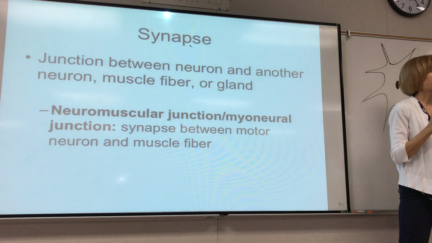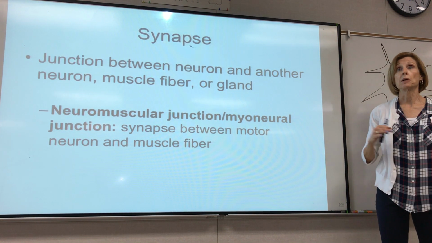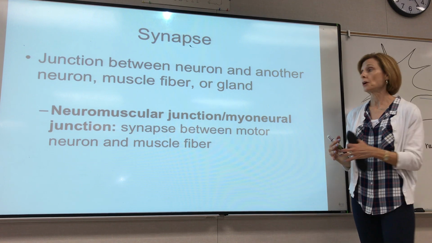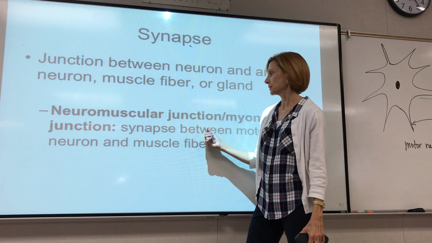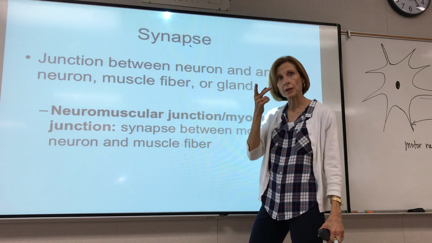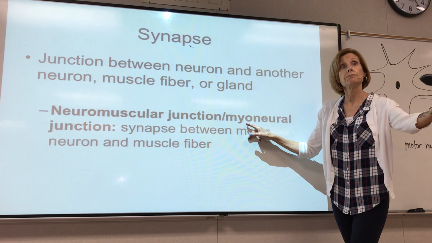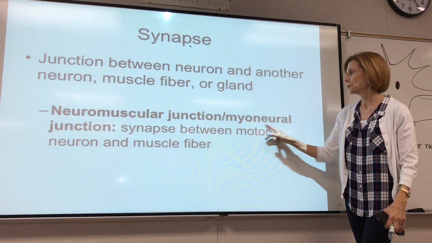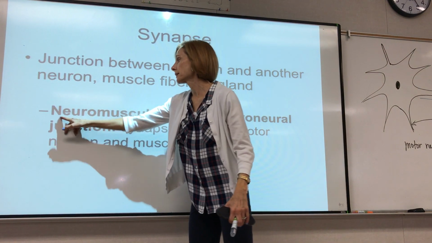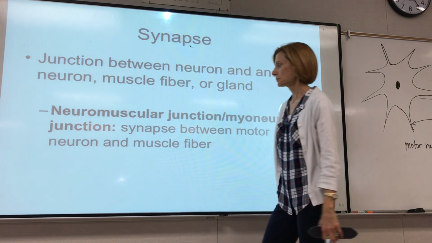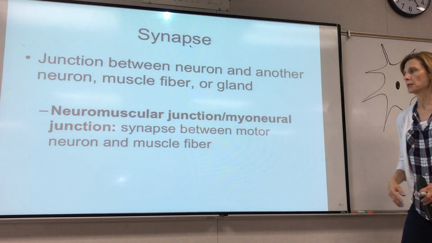Okay, so we're gonna talk about this special type of synapse between a motor neuron and a muscle fiber. And this is called the neuromuscular junction. You can also turn that around and say myoneural junction. You guys know myo refers to muscle. Myoneural junction, same thing. So this tells you it's between the neuron and the muscle fiber. Okay, so just a special synapse between a motor neuron and a muscle fiber.